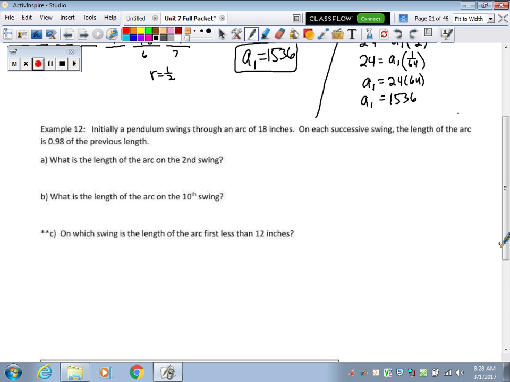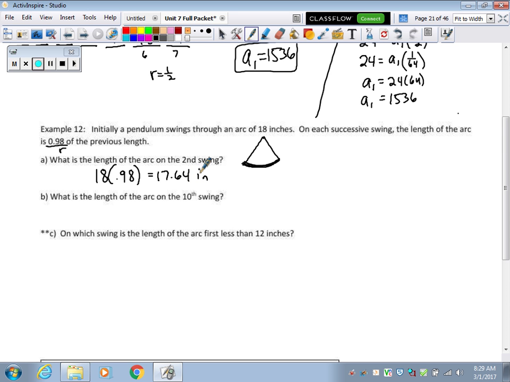Alright, application problem. So initially a pendulum swings through an arc of 18 inches. So here's my pendulum. You swing it and it goes like that, and that's 18 inches. On each successive swing, it shortens because you've got gravity pulling it down. And on each successive swing, it's 0.98 of the previous length. So that's the R. So on the second swing, it was 18. On the second swing, it's 0.98 of that, which is 17.64.